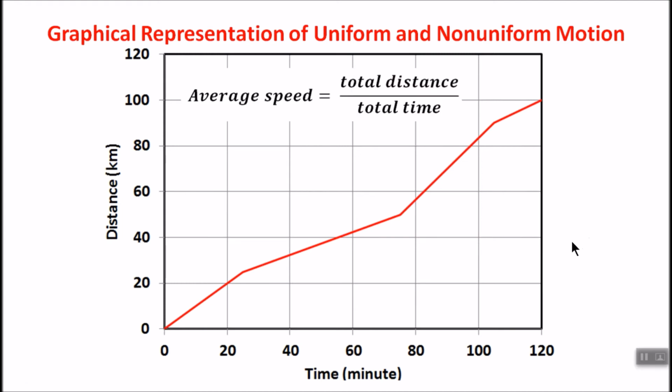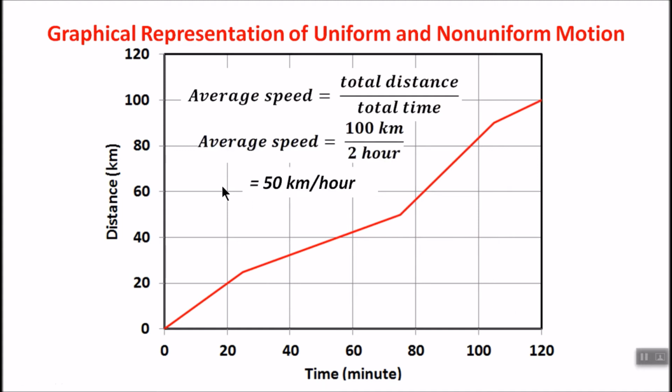Now we need to calculate the average speed, that is again total distance divided by total time. So total distance here again is 100 km, while total time is 2 hours, and it comes to 50 km per hour. We can just take the last point and calculate the average speed. It comes to 50 km per hour. This is how we can calculate average speed through a distance-time curve.